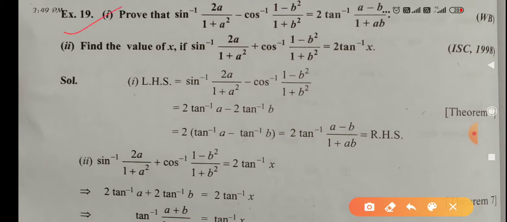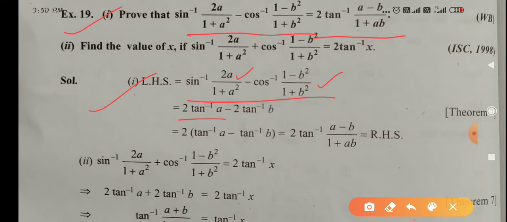Next is coming example 19. Prove that sin inverse 2a upon 1 plus a square minus cos inverse 1 minus b square upon 1 plus b square equals 2 tan inverse a minus b upon 1 plus ab. You see the solution. LHS you take. This one is LHS, sin inverse 2a upon 1 plus a square minus cos inverse 1 minus b square upon 1 plus b square. Now just before I told you sin inverse 2x upon 1 plus x square is 2 tan inverse x. So in place of x here it is given a. So it will become 2 tan inverse a.